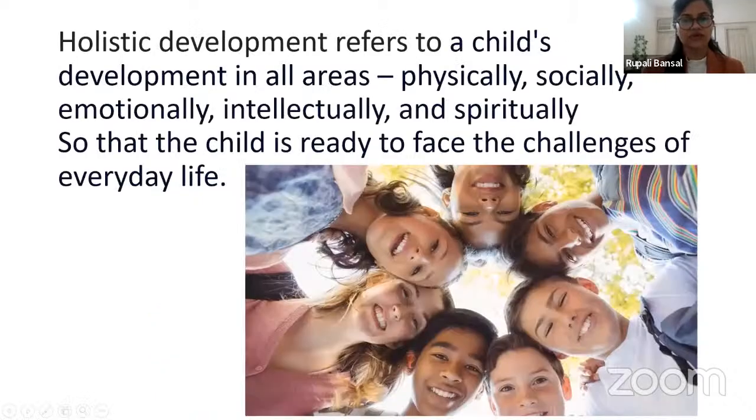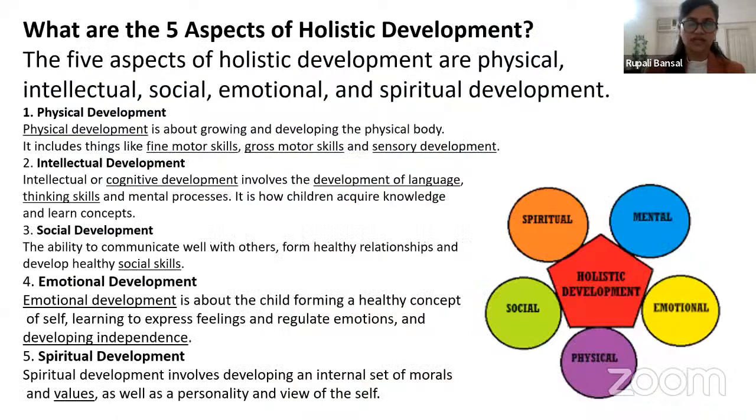All right. So here you can see what holistic development is. It refers to a child's development in all the areas, like I already mentioned: physically, socially, emotionally, intellectually, and spiritually, right? So the child is ready for the challenges he or she faces in the future, in everyday life. Now let's discuss the 5 aspects of holistic development. What are the 5 aspects? We have already mentioned them, but what exactly do they mean?